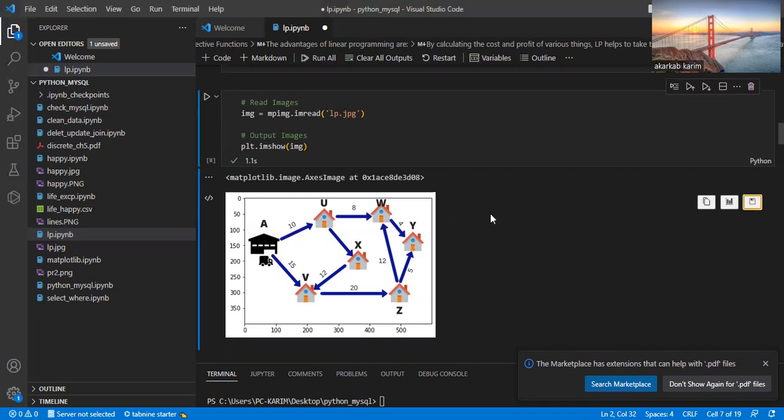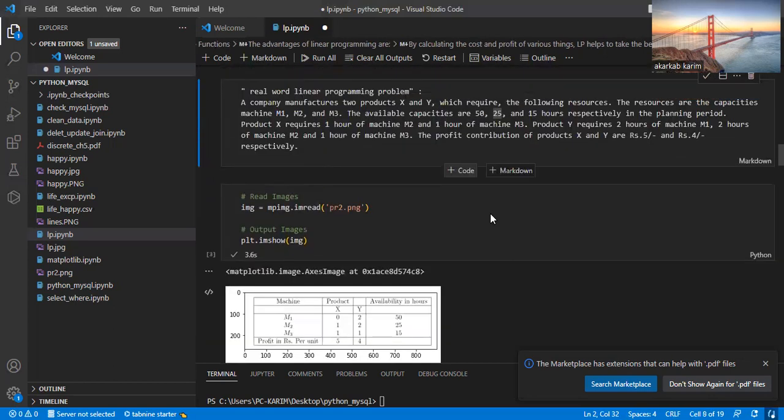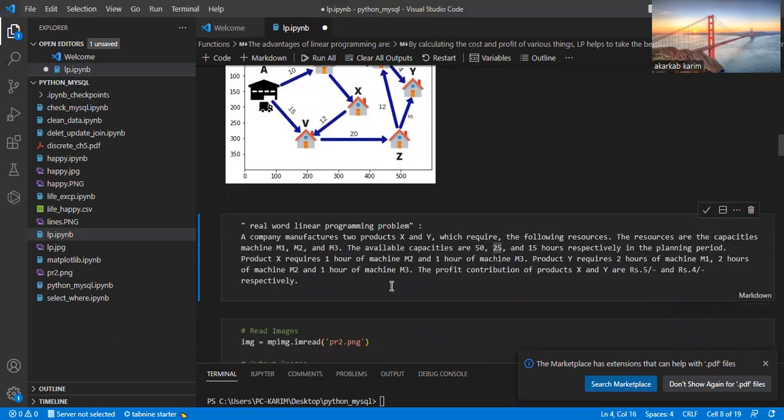Okay, this is a kind of linear programming. Well, here I will discuss and show you one real linear programming problem. Here I will write six. So a company manufactures two products, X and Y.